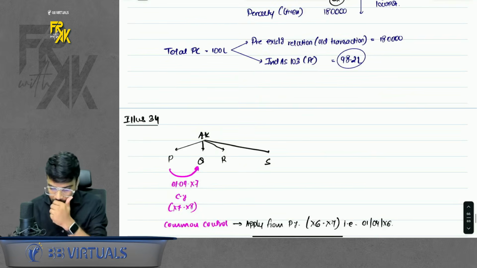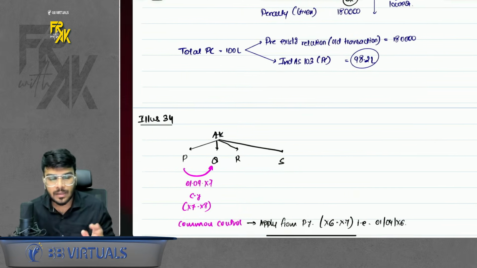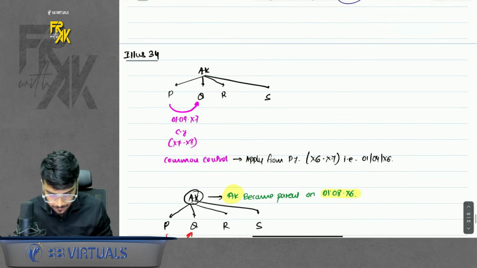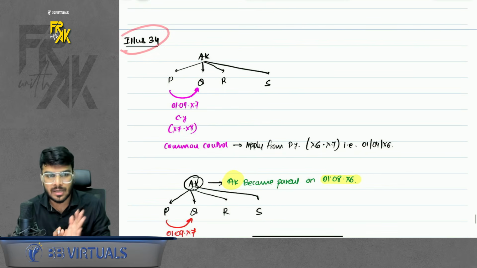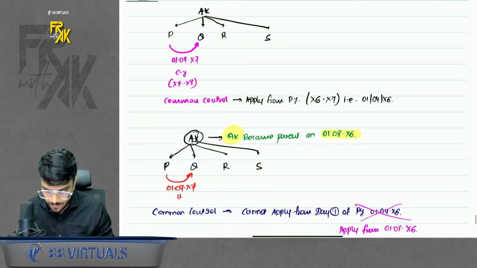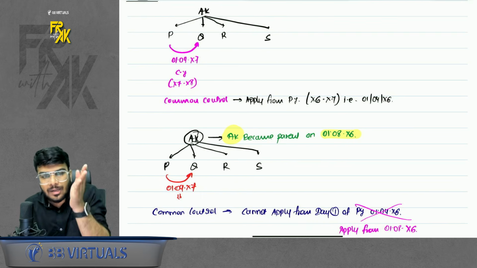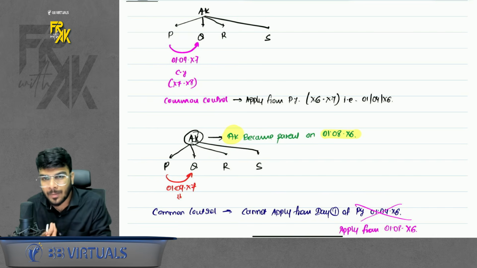Okay, now so conceptually we are done. Now 2-3 questions are pending. Just have a look here. One was illustration number 34. Okay, it was a theory question. What does it talk about? It simply says one thing. Whenever you apply common control, don't apply from current period. Apply the common control to comparatives also. That is, apply from the first day of the year or first day of previous year.